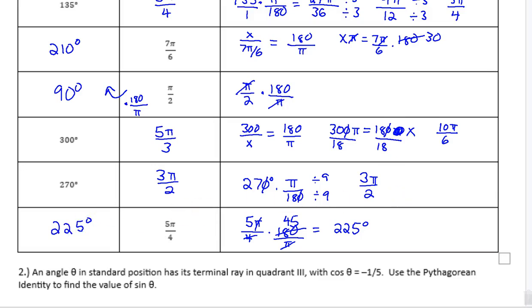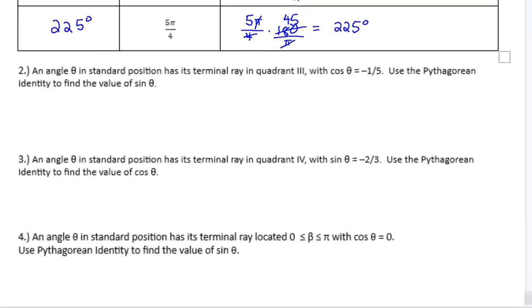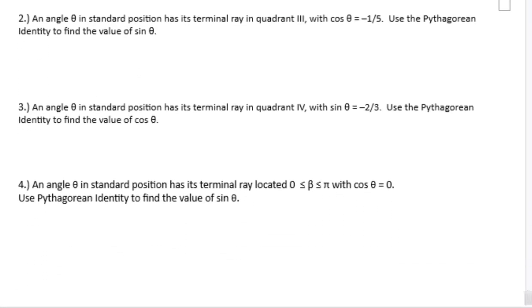Okay. Number 2 says angle theta is in standard position with a terminal ray in quadrant 3, and the cosine is negative 1/5. Use the Pythagorean identity to find the value of sine. So because I'm in quadrant 3, I want to remember that this sine value is going to be a negative value because the y will be negative in quadrant 3.